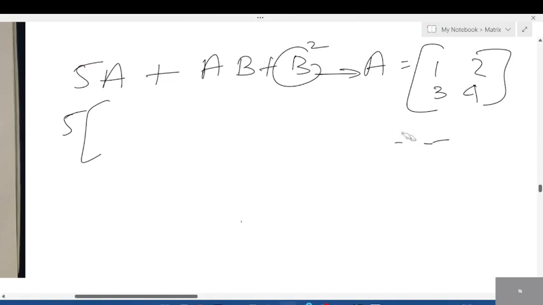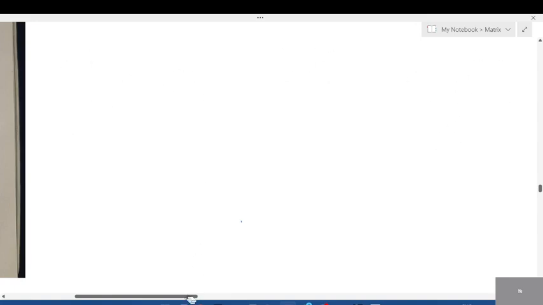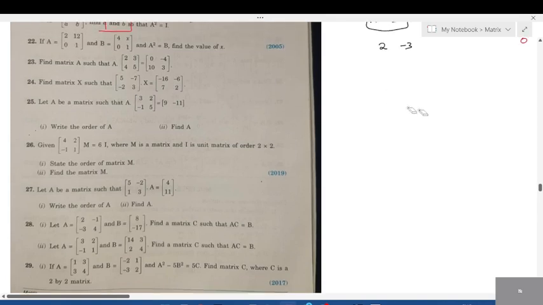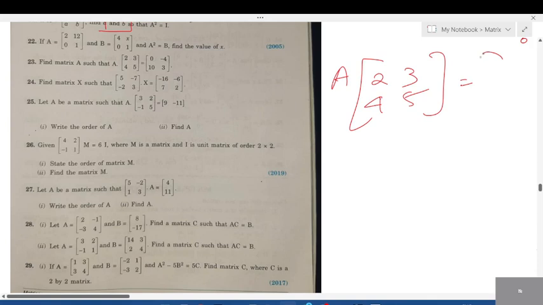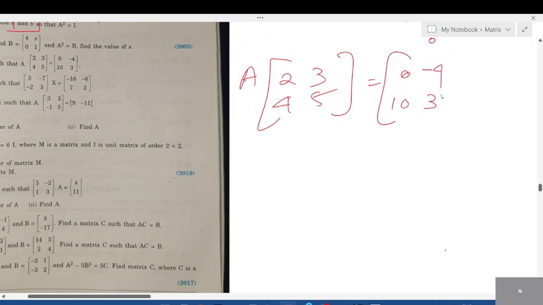Now the next concept, the last concept and the most important: if any one matrix is missing, that is from the 23rd question. Look at the 23rd question. Which matrix value is missing in the 23rd, students? A into 2, 3, 4, 5 is equal to 0, 10, minus 4 and 3. What do we need to find here? Read the question. You have to find the matrix A.